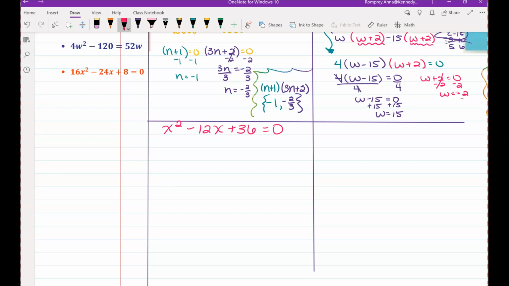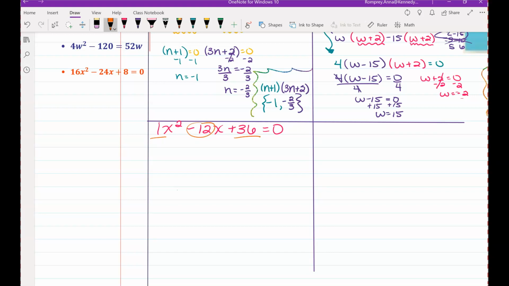x squared, negative 12x, positive 36. So this is really a 1. So 1, negative 12, 36, just 1. That's not helpful. x squared, x, no GCF. All right, so now underline, underline, and circle. Underline, underline, circle. So let's do the jingle.